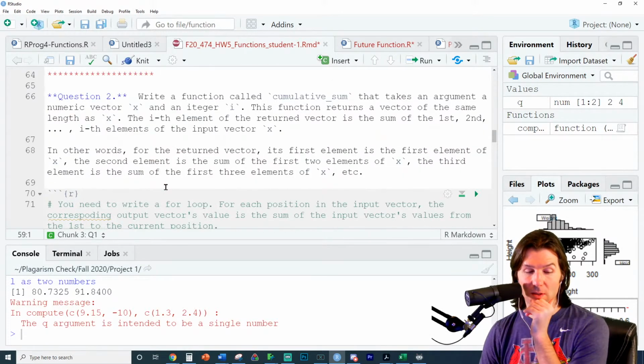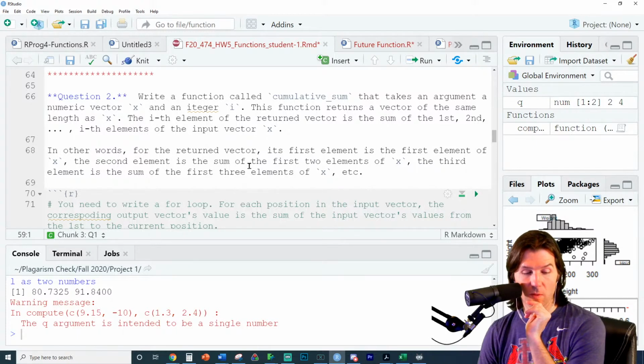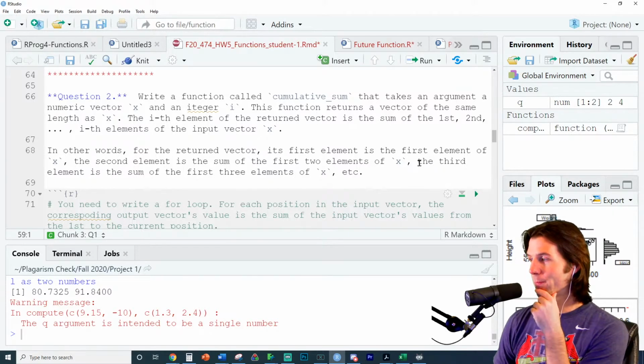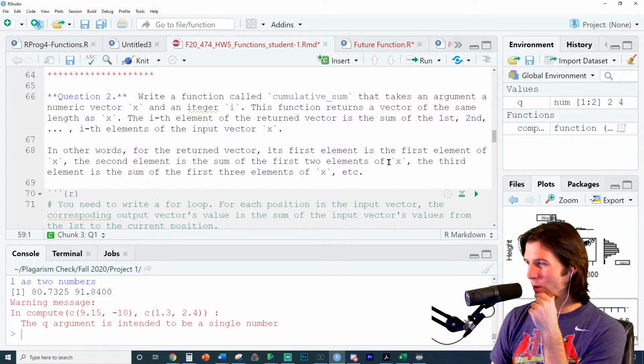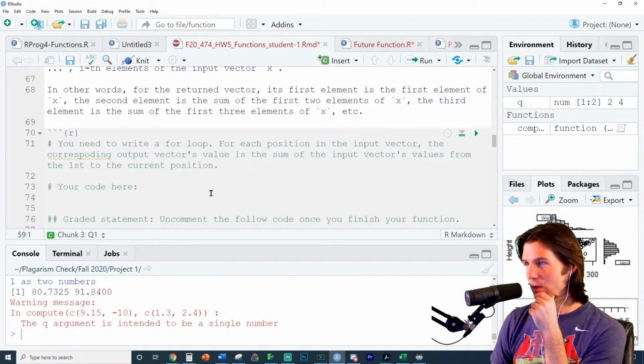And it's probably a function already written in R that does it. But when you think about this, it tells you how to do it right here. In other words, for the return value, its first element is the first element of the vector. The second one is the sum of the first two elements. And so you can probably do this with a for loop right here.